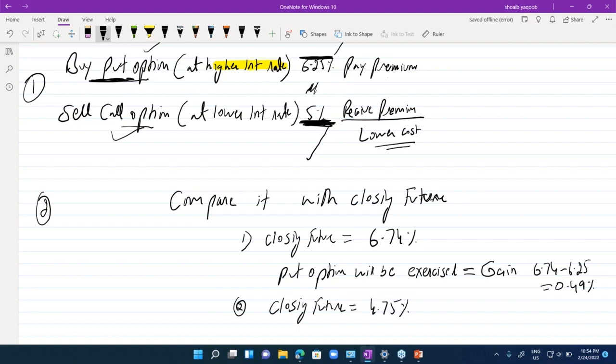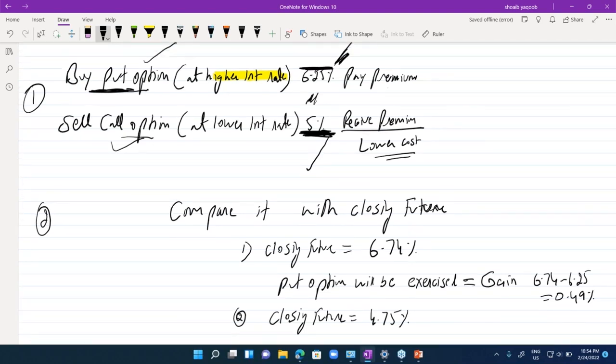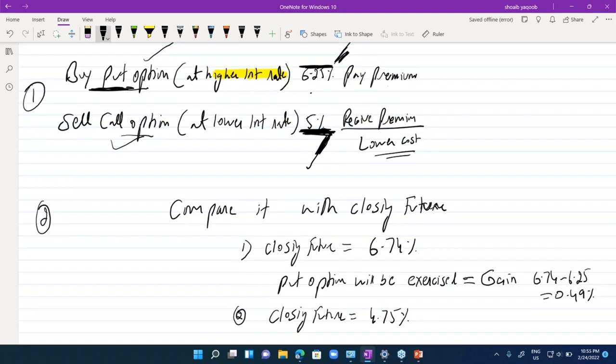Second scenario. If closing future is 4.75%, anything above 6.25% will be exercised. Anything below 5% will be exercised. Any rate between these two will not be exercised. So anything below 5% will be exercised. 4.75% is the below rate. So call will be exercised.